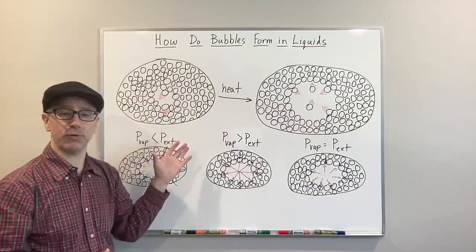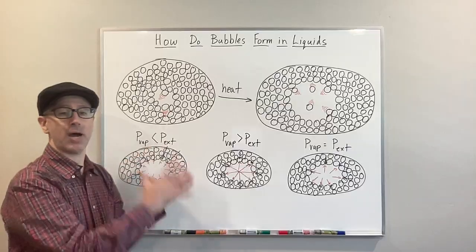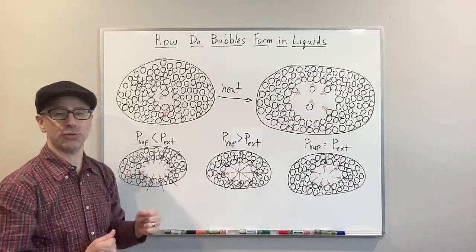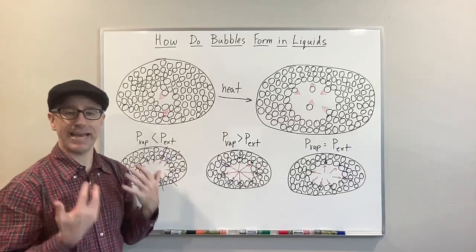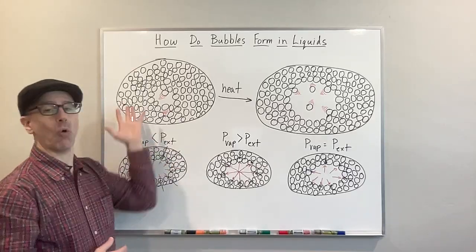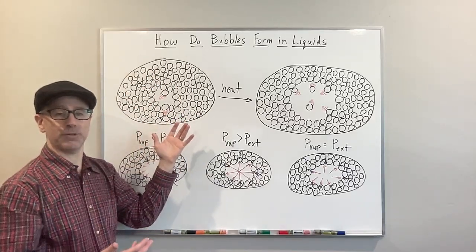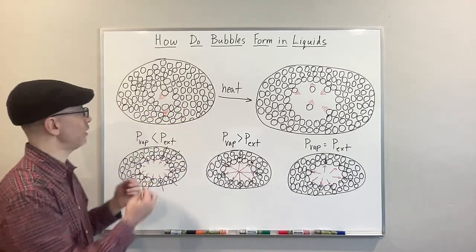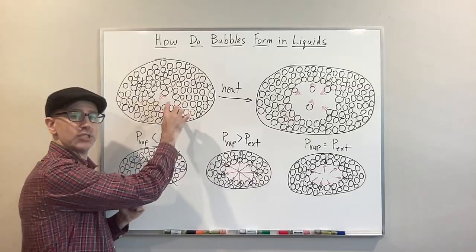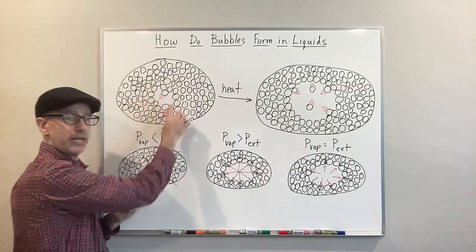However, if I heat up the liquid, if I put my pot on the stove and start adding heat to it, I can increase the temperature of the liquid, increase the average kinetic energy, and so I'll have a higher percentage of water molecules that will now have enough energy to break free from the surface of the bubble that's forming.